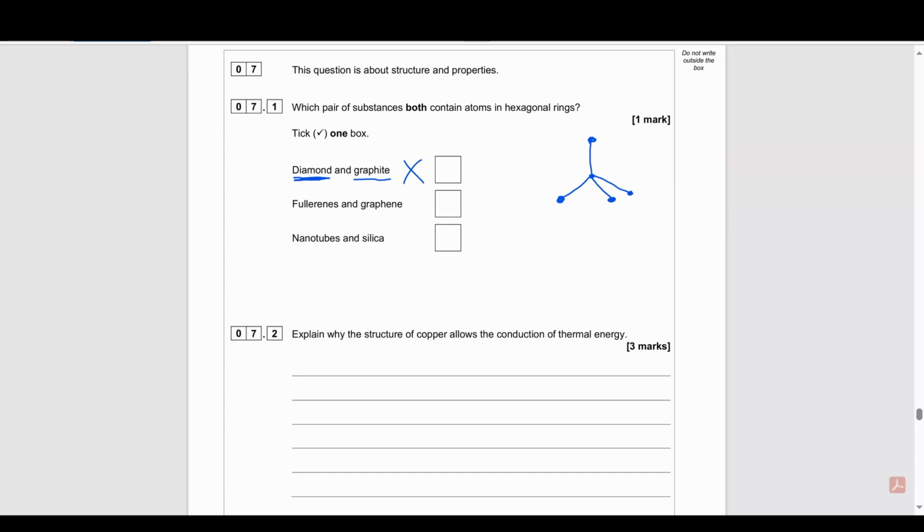Graphene and fullerenes. Well, graphene is a single layer of graphite, so that would have hexagonal rings. Fullerenes exist in multiple configurations, one of them being Buckminsterfullerene, and that actually does have hexagonal rings. So graphene would be the answer. Silica, just to check, has a similar structure to diamond, so it's covalently bonded to 4 atoms, so that wouldn't be correct. So that rules out the bottom one.